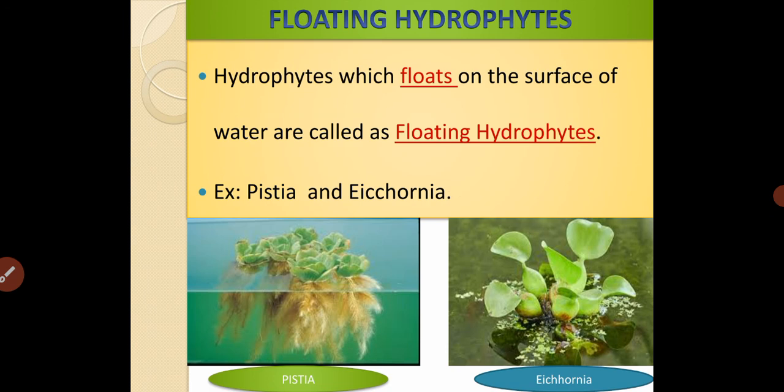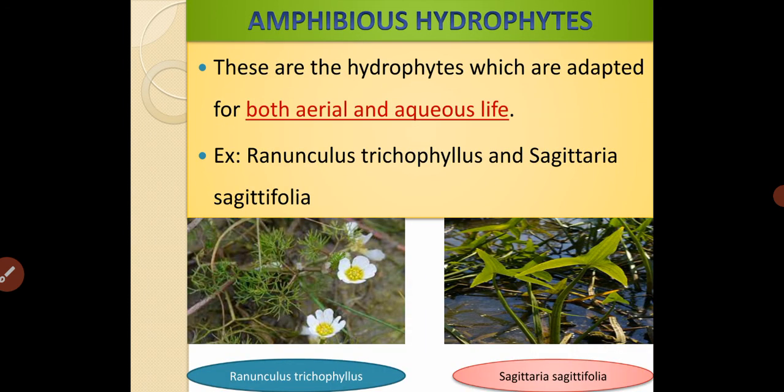Floating hydrophytes. Hydrophytes which float on the surface of water are called floating hydrophytes. Example, Pistia and Eichhornia. Amphibious hydrophytes. These are the hydrophytes which are adapted for both aerial and aqueous life. Example, Ranunculus, Ranunculus trichophyllus and Sagittaria sagittifolia.